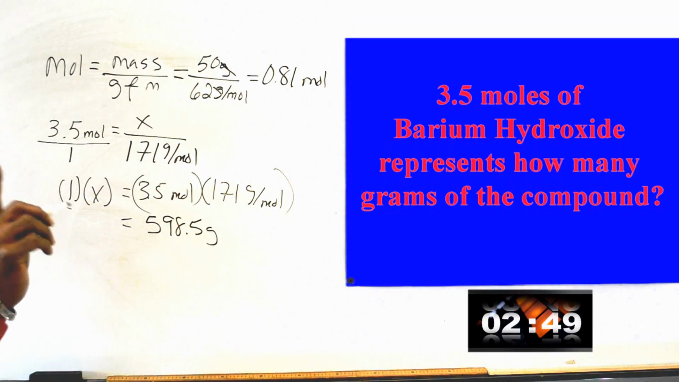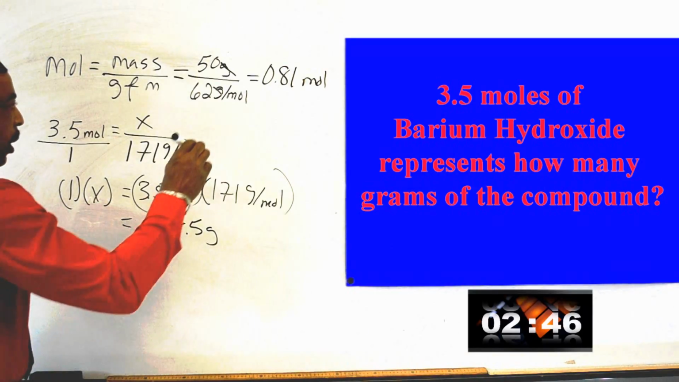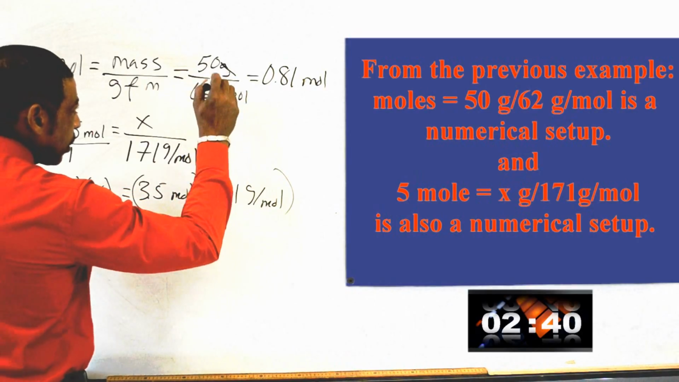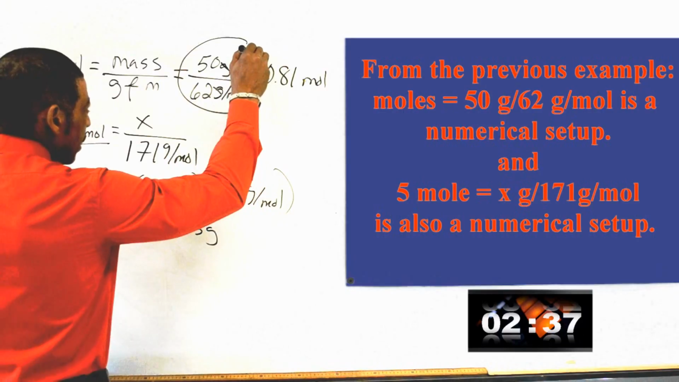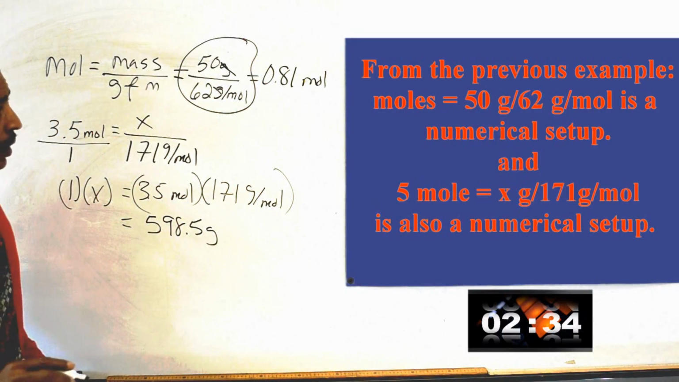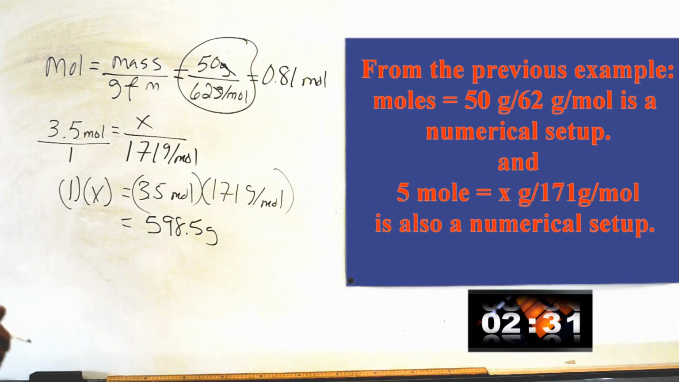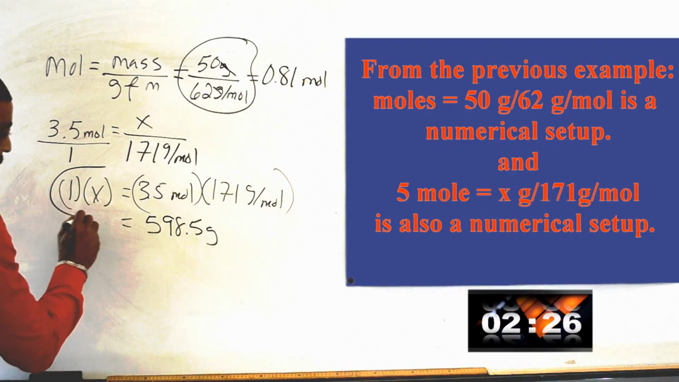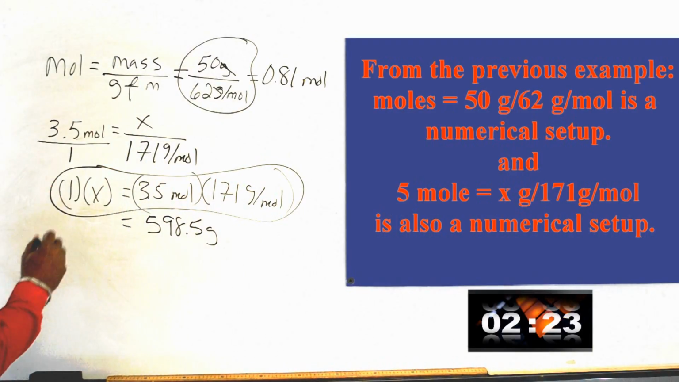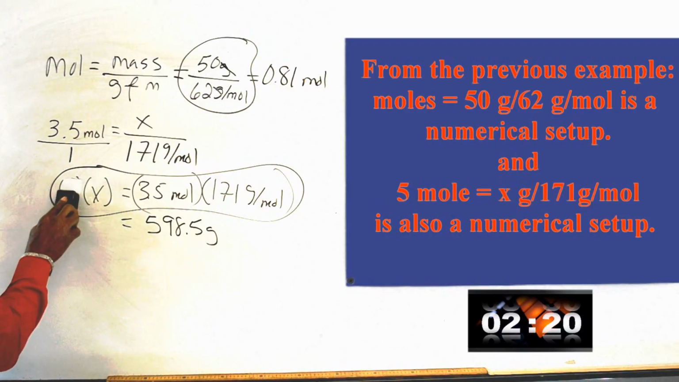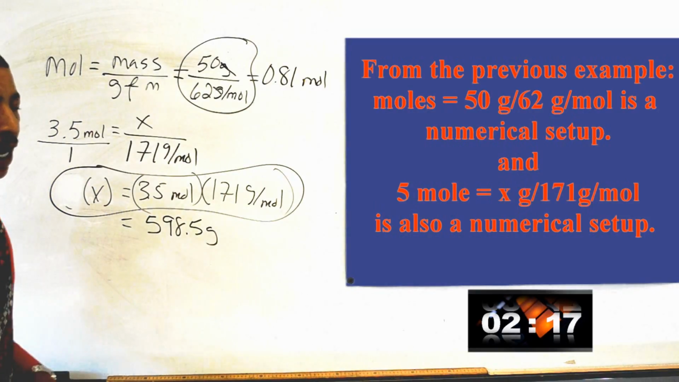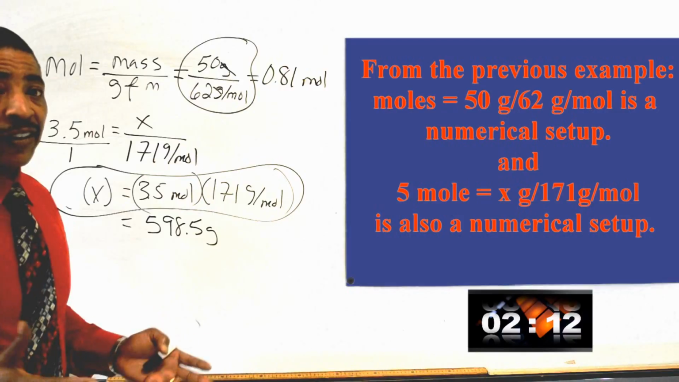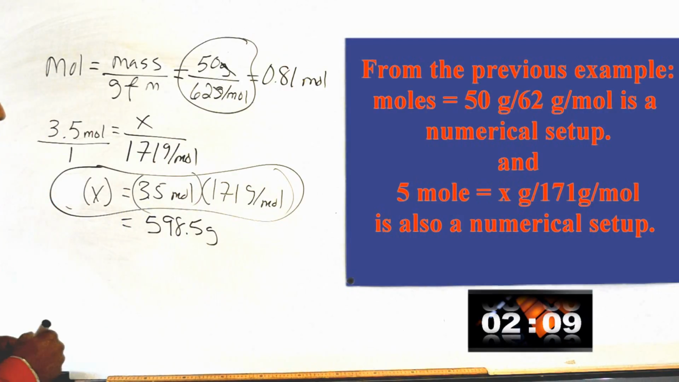Easy, right? Now let me just point a couple things out here. When we write 50 over 62, 50 grams over 62 grams per mole, this represents a numerical setup. And if you're taking the New York State Regents chemistry exam, you must be aware of the fact that you may be asked for a numerical setup. In the next case, this would also classify as a numerical setup, assuming the 1 wasn't there. So let's all be aware of how to write a numerical setup. Okay? A numerical setup simply means that you've arranged all the information to solve for the unknown without actually writing the answer. All right, final question.